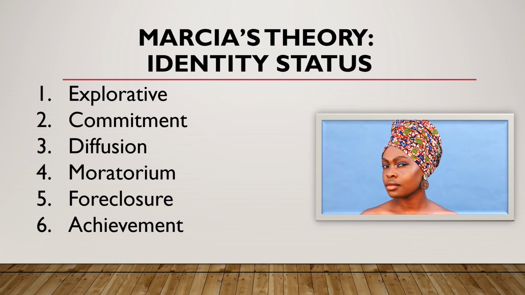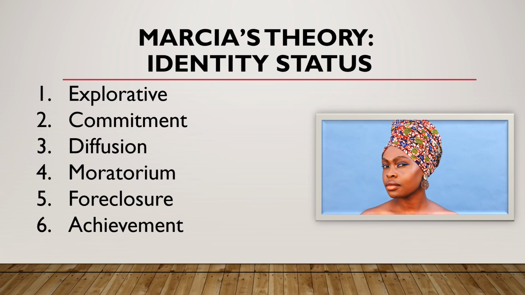So the next one is identity diffusion. In identity diffusion, the adolescent has neither explored nor committed to an identity. So you're just there. I have not explored if I want to become a professor. I have not explored, I don't want to explore, and I'm not committed. I'm just there. I have no idea what I'm doing. Identity moratorium: the adolescent is actively exploring and trying on new roles, but not committed to a particular identity. In identity foreclosure, the adolescent has committed to a particular identity, but has done so without actually exploring his or her options.